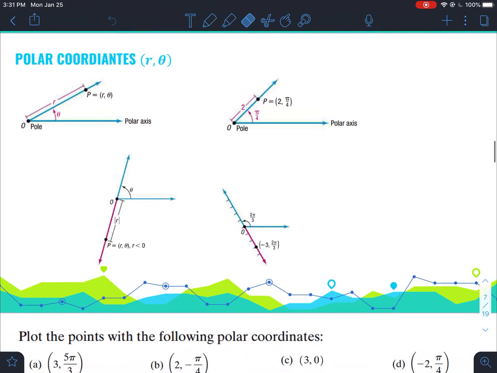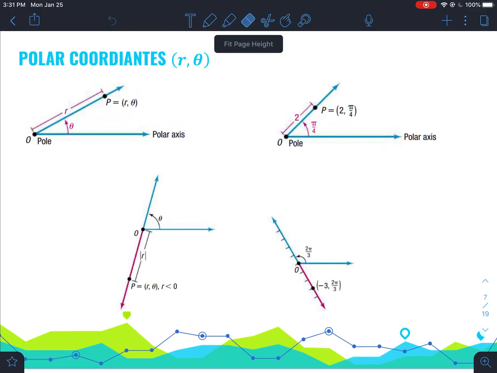So polar coordinates. When we talk about rectangular coordinates, those are the ones you are familiar with. Those are on the XY coordinate plane. So rectangular coordinates are your X and Y. Polar coordinates are R and theta, where R represents the radius of the circle that you're talking about, and theta represents the angle, or the angle of rotation, that we're talking about.